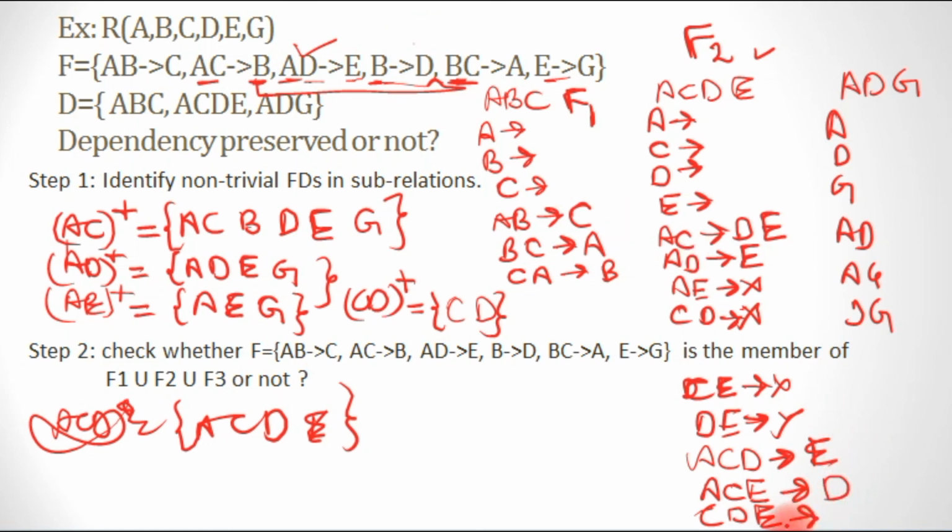So now we have to check CDE determines A or not. So see here, CDE. No, it does not determine any attribute from these A, C, D, E. Yeah, we can say only that A is not determined by C, D, E.